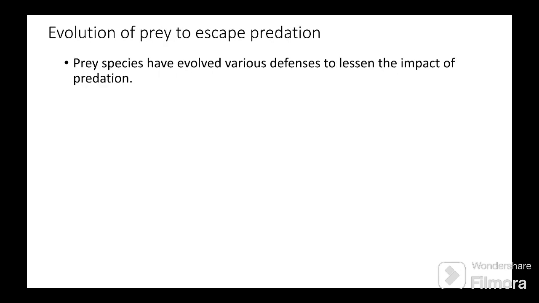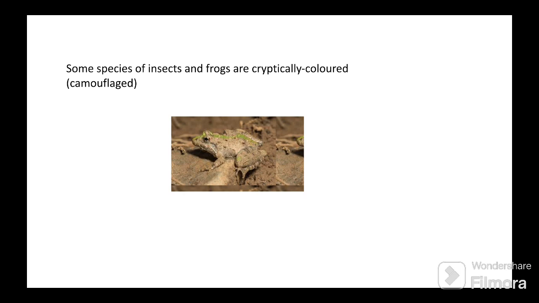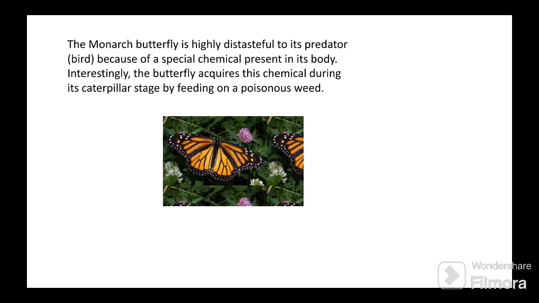So the prey species, for escaping predation, have also evolved a few special techniques which lessen the predation. Some species of insects and frogs have evolved the mechanism of camouflage, while some prey are poisonous for the predators, so they avoid eating them. The best example is the monarch butterfly, which is highly distasteful to its predator, that is the bird, because there is a special chemical present in its body which is formed during its caterpillar stage by feeding on a poisonous weed.